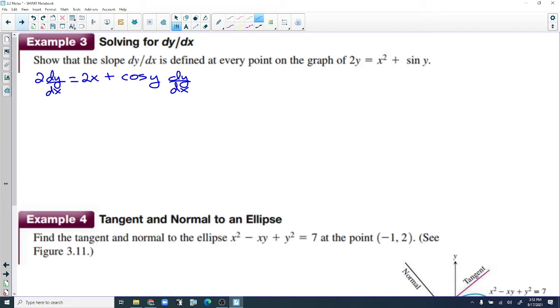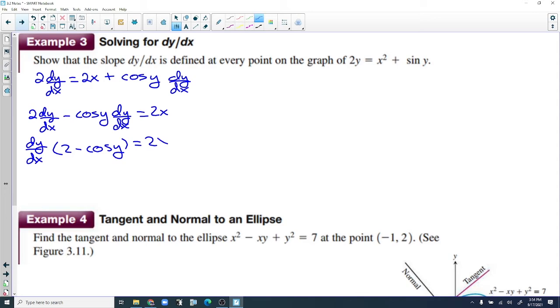All right, let's get the dy/dx's together on the same side of the equation. We have minus cosine of y dy/dx, that's equal to 2x. Let's factor out the dy/dx, and that leaves us 2 minus cosine y dy/dx is equal to 2x over 2 minus cosine y.